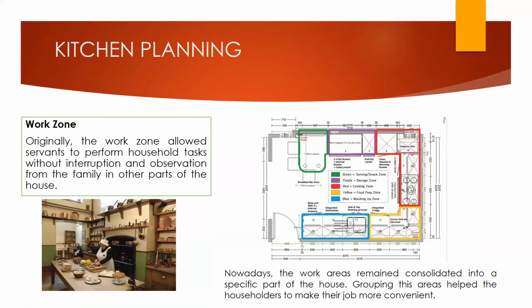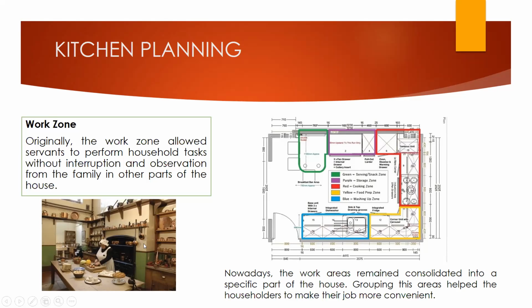So, work zone. This chapter talks about this work zone. What is the work zone? As I told you previously, in the past the kitchen was a space where people, especially the servants, used to work isolated from the rest of the family. So originally, the work zone allowed servants to perform household tasks without interruption and observation from the family and the other parts of the house.